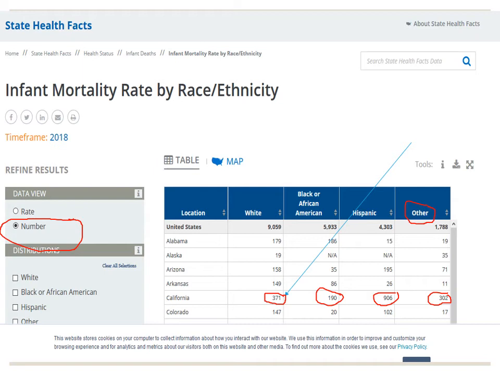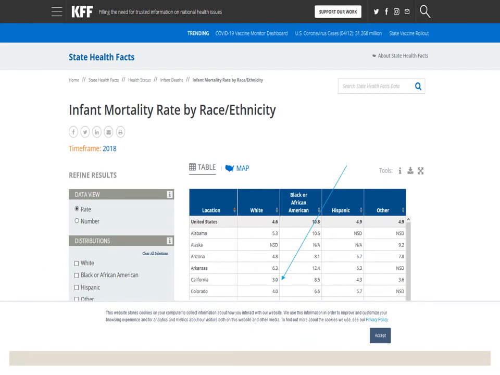When I look at the next one, it moves to a rate. And what that means is they took the total population of California and they divided by the number of deaths and it made a rate. So before, those numbers were higher because California has a higher population. But when you look at those rates, you could start to compare and see that actually Arkansas has some higher rates than California.